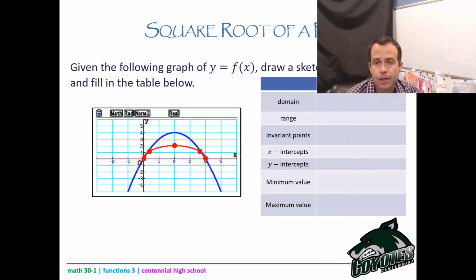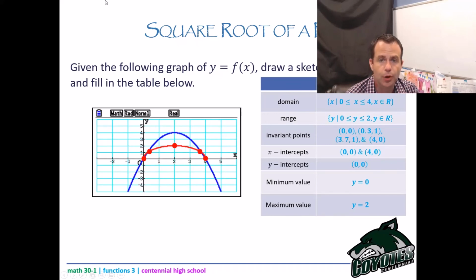Okay. So my domain this time will be between 0 and 4. So all the values of x such that 0 is less than or equal to x is less than or equal to 4, where x is a member of the reals. My range will be from 0 to 2. I have four invariant points again. I said four invariant points. My range will be between 0 and 2.